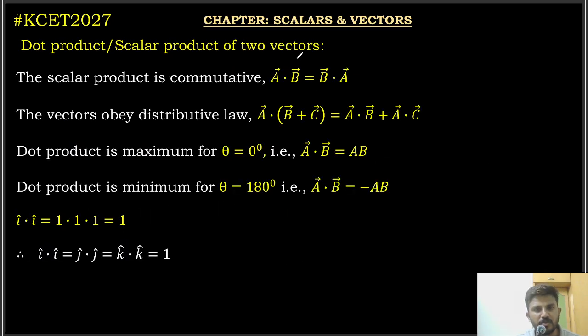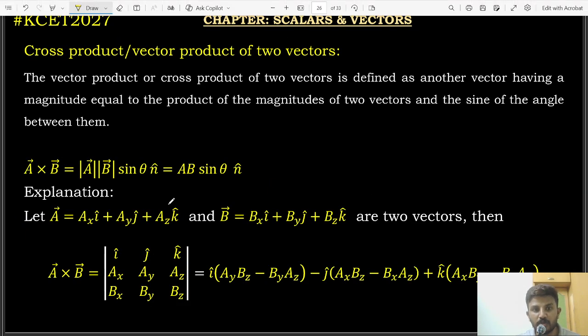Next we have a few more things about dot product. The scalar product of two vectors obeys commutative law and distributive law. Okay, and the maximum value of A dot B is AB, and the minimum value of A dot B is minus AB. Then what is I dot I? I dot I, J dot J, K dot K, its value will be 1 because theta will be 0, and cos 0 is 1. Then we have cross product.